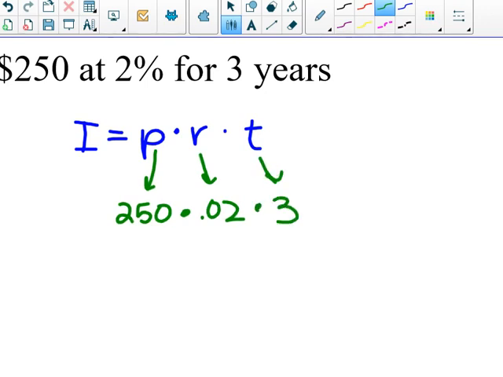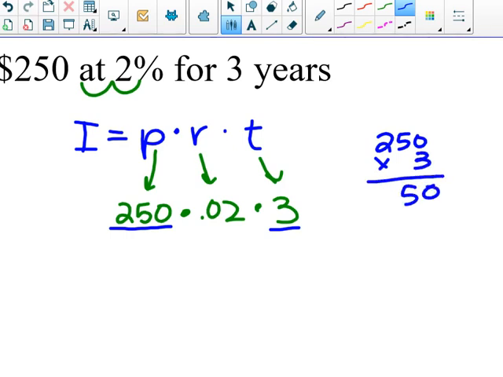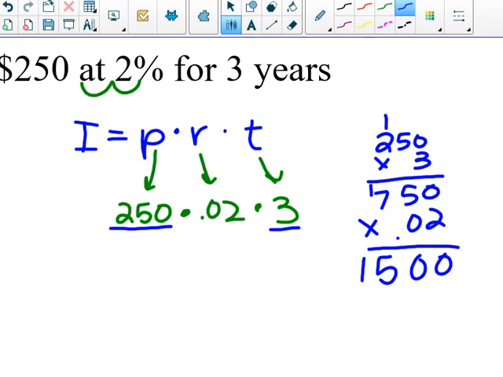Did you remember to write your 2% as a decimal? Move left twice. I like to do my whole numbers first. Times my decimal. So since I put less principal in and my rate is less and my time is less, I'm going to make less money. Bummer. Well, that happens sometimes.